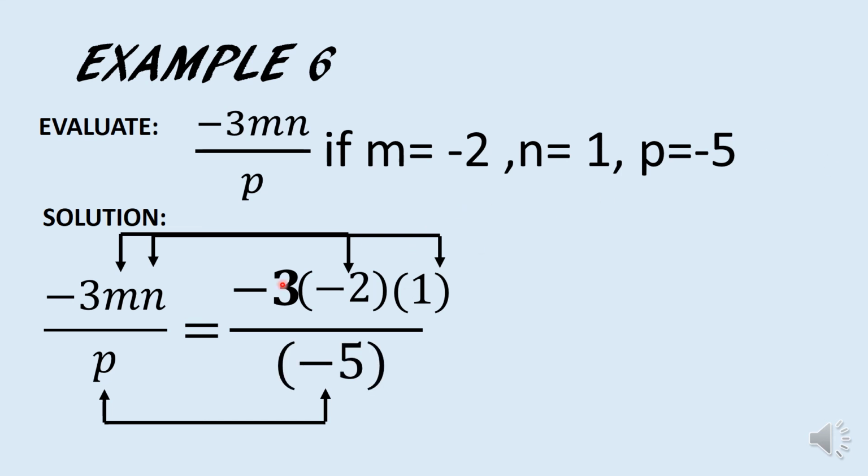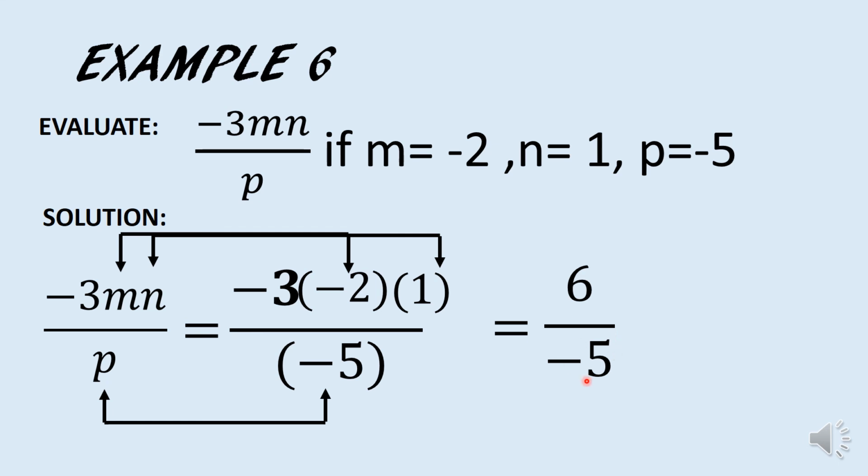Okay, so after plugging in, we're now going to multiply. So you have 3 times 2, that is equal to 6, times 1, that is equal to still 6. Then negative times negative is positive, then positive times positive, that is equal to positive 6. And then copy natin yung denominator, which is negative 5.